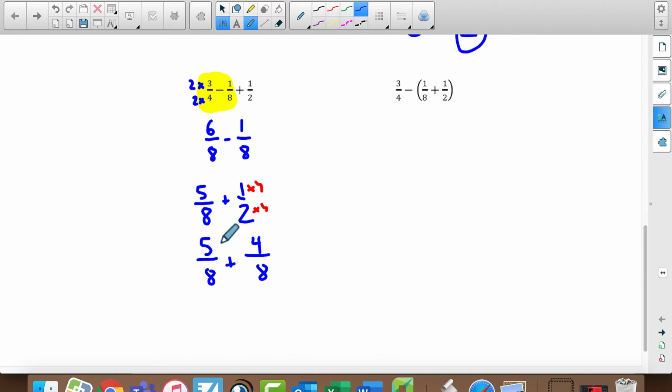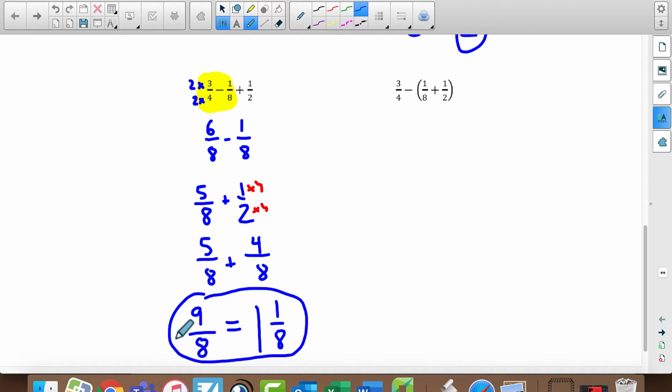Now we can get our answer. Add the top, you get 9. Leave the bottom the same, you get 8. That's great. That's in lowest terms. That's fine. Or if you want, how many 8s go into 9? 1. How much is left over? 1. Keep the denominator the same. Either one of these answers will work.